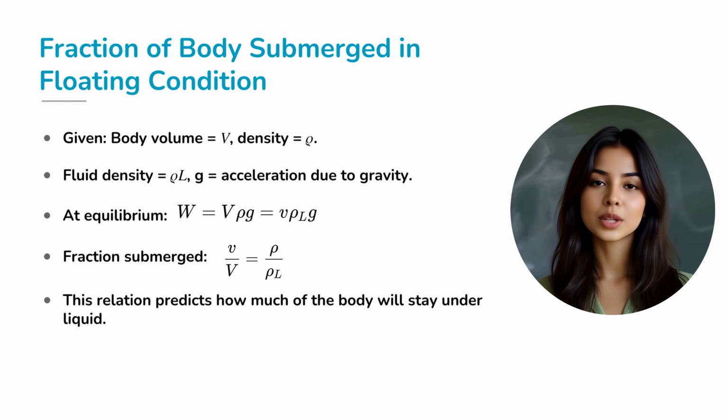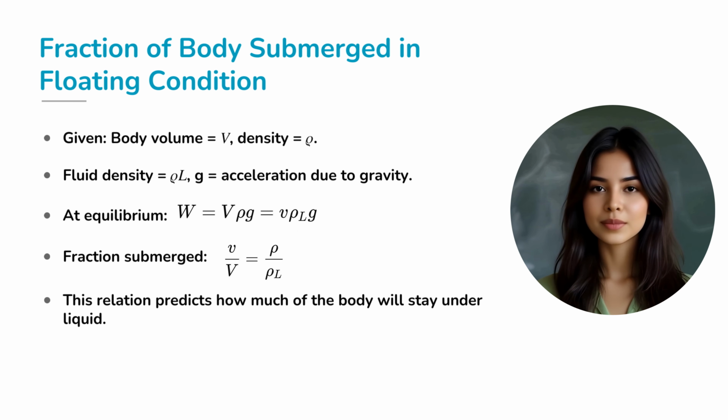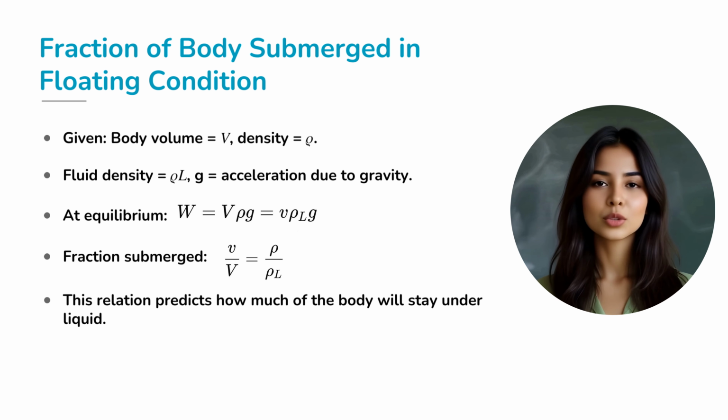Take a body of volume V and density ρ floating in a liquid of density ρ_L. At equilibrium, weight equals buoyant force. So Vρg equals V'ρ_L g, where V' is the submerged volume. Cancelling g, we get V'/V equals ρ/ρ_L. This means the fraction of body submerged is equal to the ratio of its density to the density of the liquid. For example, wood has a density about 0.6 times that of water, so roughly 60% of its volume stays underwater and 40% above the surface.